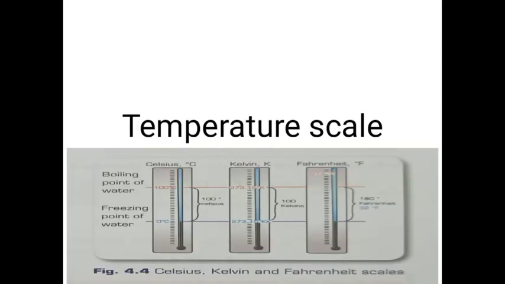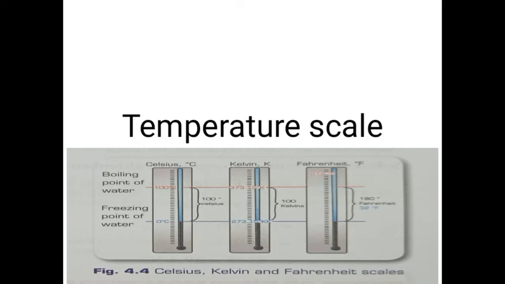Now we will study about different temperature scales. Number 1 is the Celsius temperature scale. Celsius temperature scale was invented by the Swedish astronomer Anders Celsius in 1742. It is denoted by degree Celsius. The melting point of pure ice is taken as 0 degree Celsius and the boiling point of pure water is 100 degree Celsius. Celsius thermometer has 100 equal parts. The difference between the two extreme points is 100 degrees.